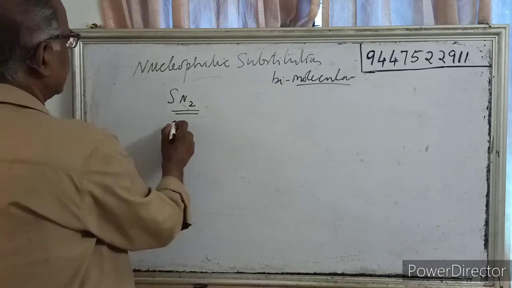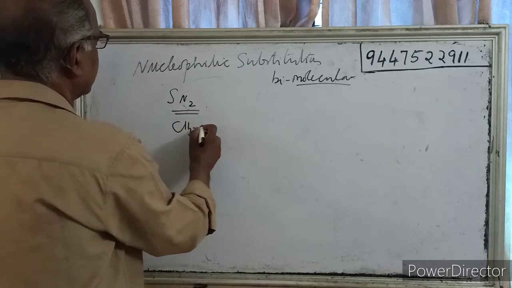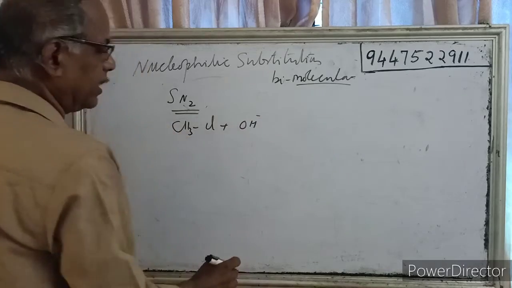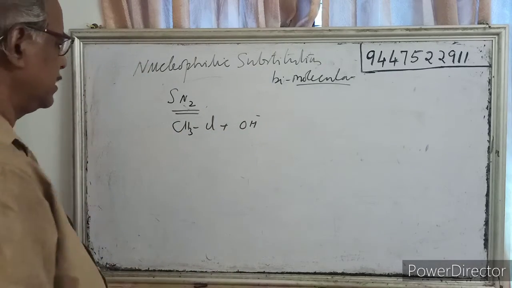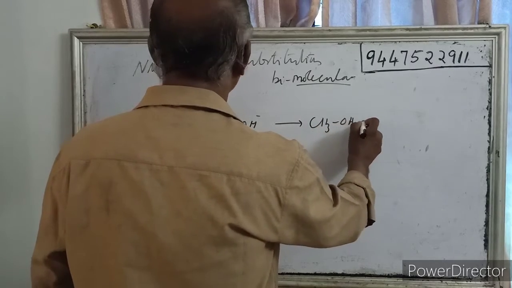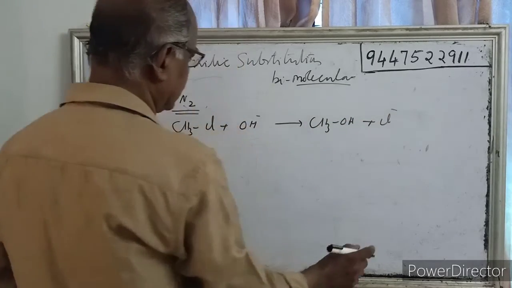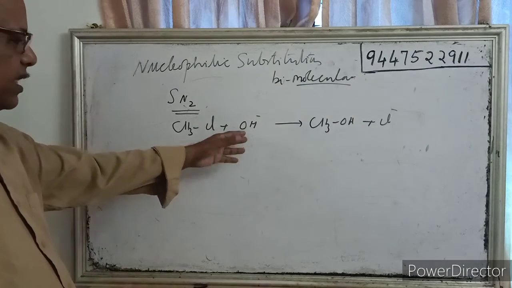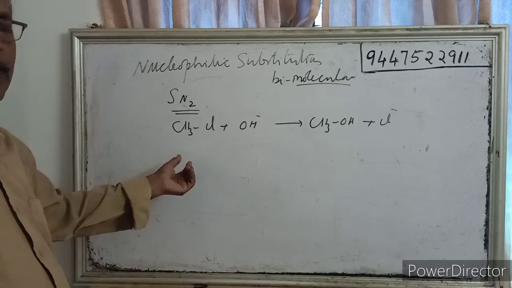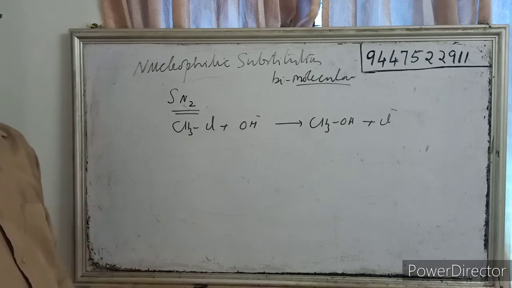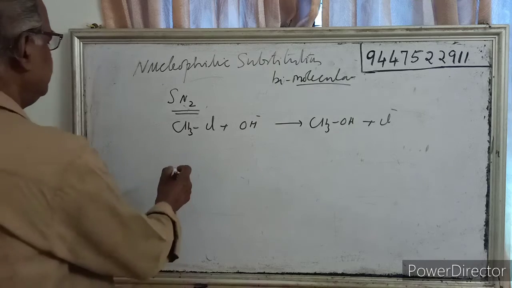Consider this example. CH3Cl, and the nucleophile is OH minus ion, OH minus gives CH3OH plus Cl minus. That is the reaction. In an SN2 reaction, the nucleophile will attack the substrate molecule from behind to give an intermediate product, which decomposes to give the product.